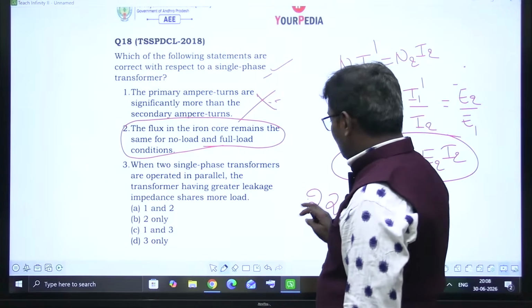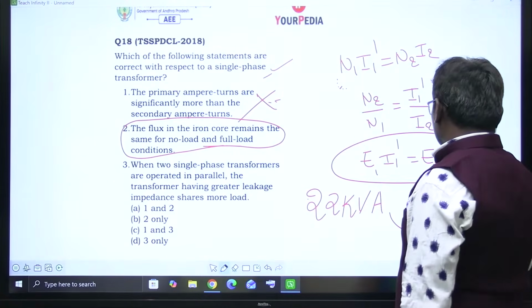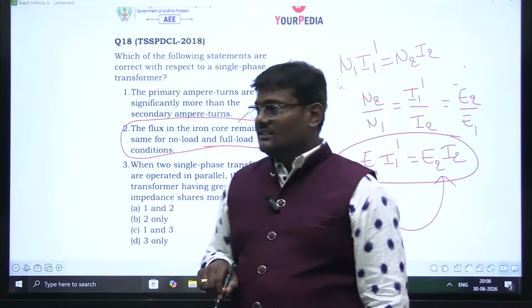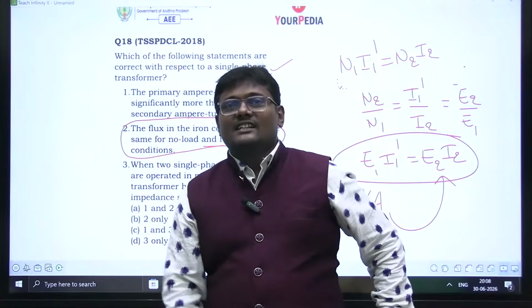22 kVA, and this is related to the secondary side kVA. This is related to the secondary side kVA.